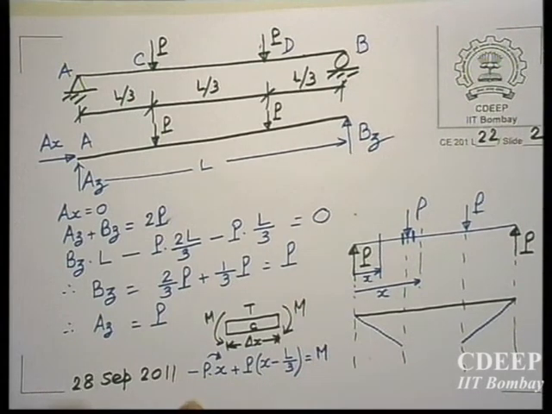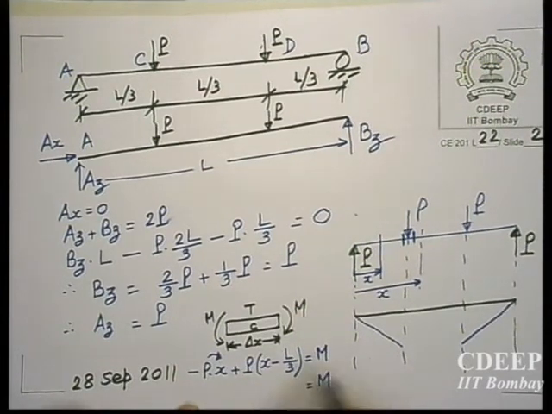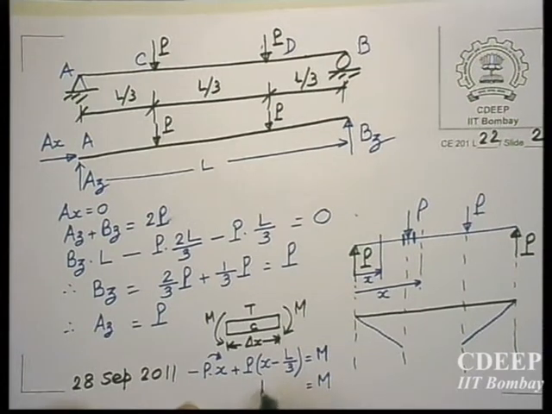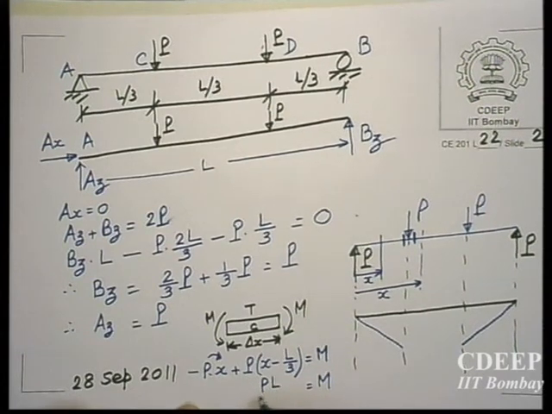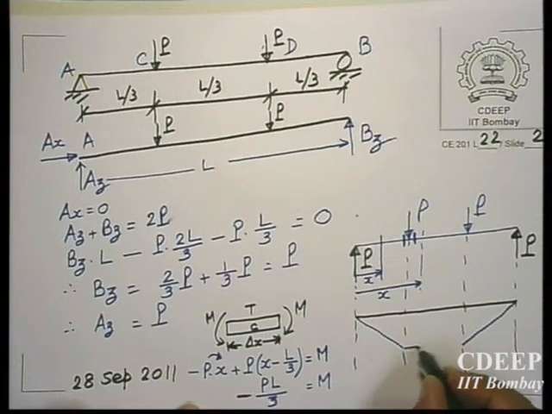But what is the value? Value is this, so that M is equal to P into L by 3, PL by 3, but with a negative sign. Yes, so that means this horizontal line from here to here will remain constant.